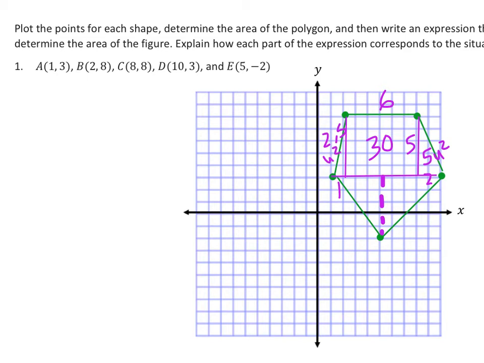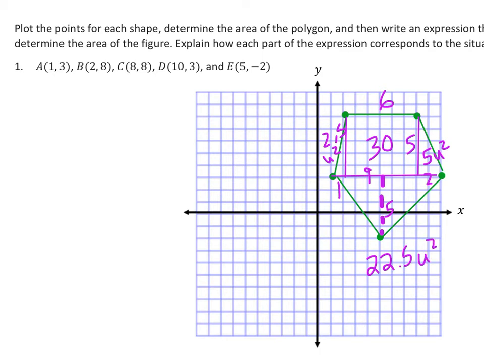And now we just have the triangle on the bottom. So let's count the base from each point. 1, 2, 3, 4, 5, 6, 7, 8, 9 units across is our base. And then our height is going to be 1, 2, 3, 4, 5 units. And we know the area of a triangle is base times height divided by 2. So we have 45 divided by 2, which is going to be 22.5 units squared.